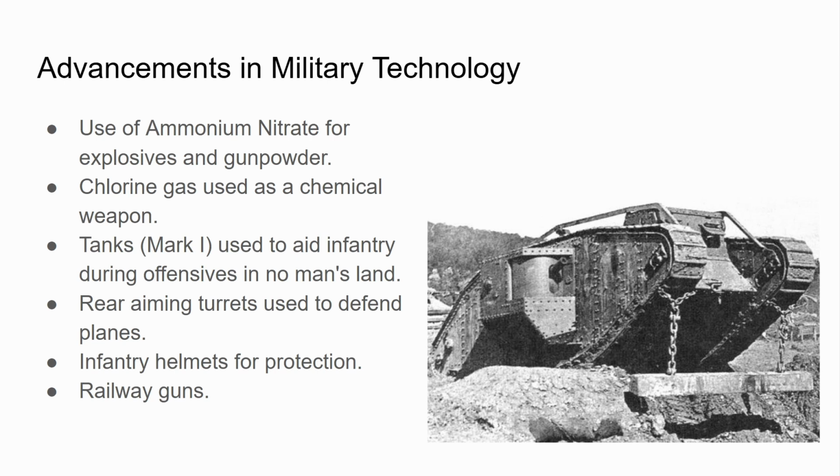They also invented rear-aiming turrets on planes to protect them from attacks from behind. They also invented infantry helmets compared to the previous officer caps that they would mostly wear. They also used railway guns, which were artillery turrets mounted on railway tracks. Next slide.